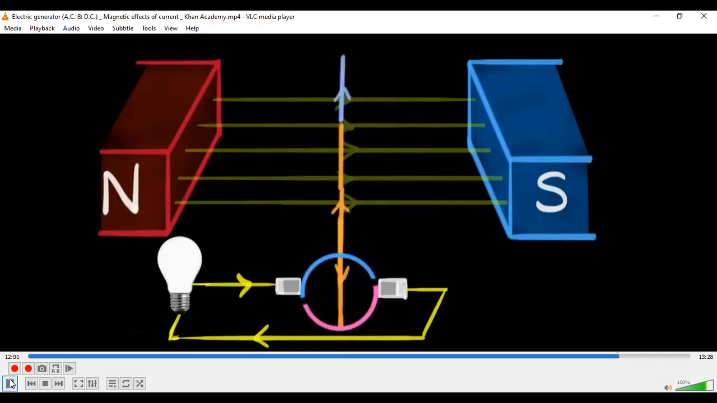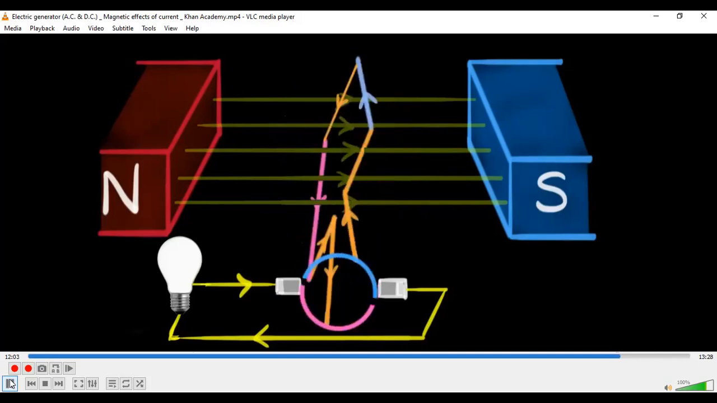As the coil comes down, whatever path the coil has now moved to, the current remains the same. Yes or no? Now in contact. Okay, so that way we are getting a DC current.